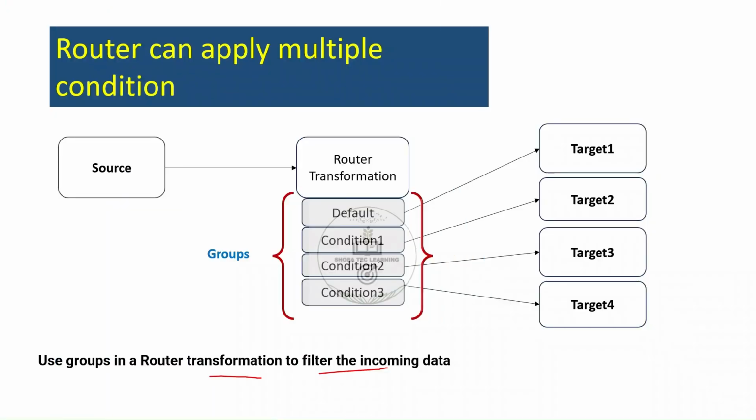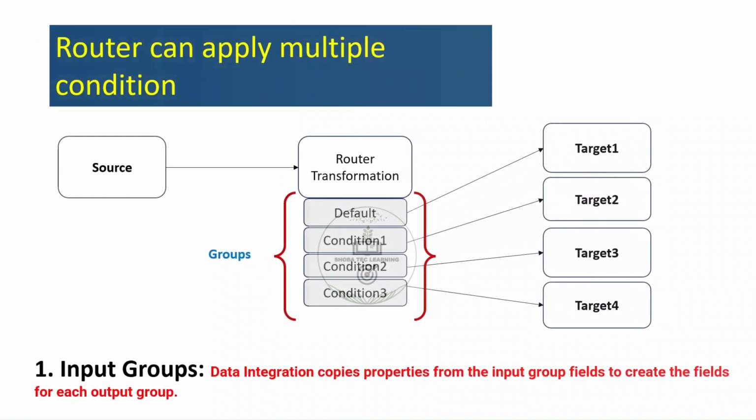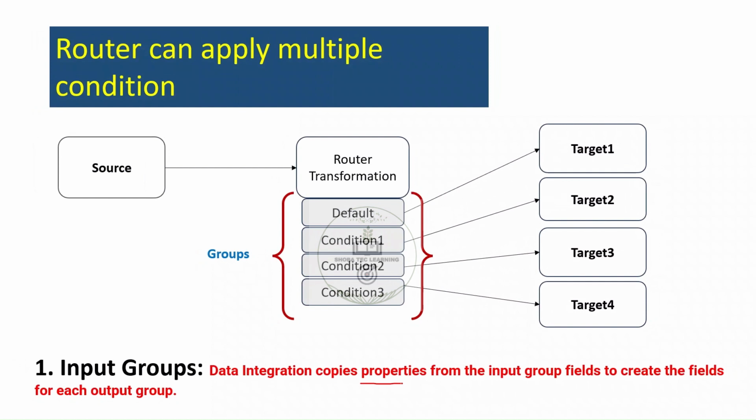First, what is the input group? Data Integration copies the properties from the input group fields. Why is it copying? To create the fields for each output group. That is the reason Data Integration copies the properties from the input group fields. Next is the output group.